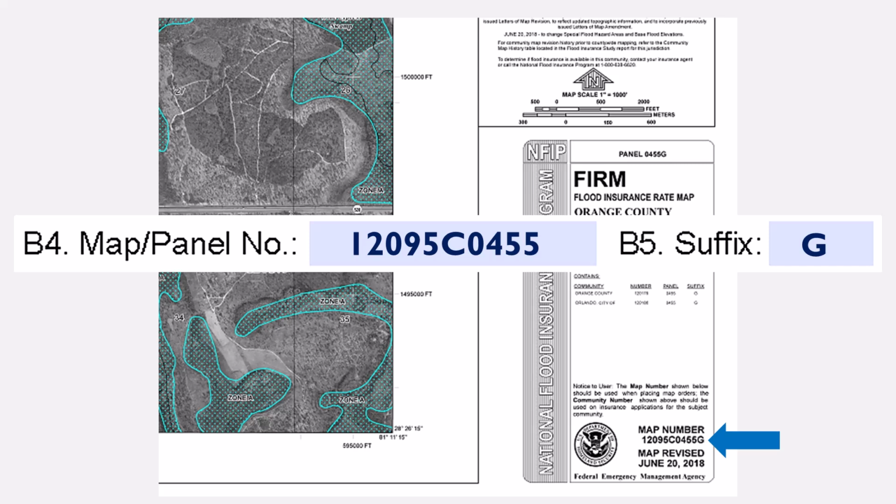If the suffix is in B4 instead of B5, we'll let it go, but to be done correctly, the suffix should be by itself in field B5. If the suffix is missing, or if the map and panel number or any part of it is missing, this is an error. It needs to be the correct map and panel number for where the building is located in the community. Many times we just see the panel number here. This is wrong. Make sure it's the full map and panel number.